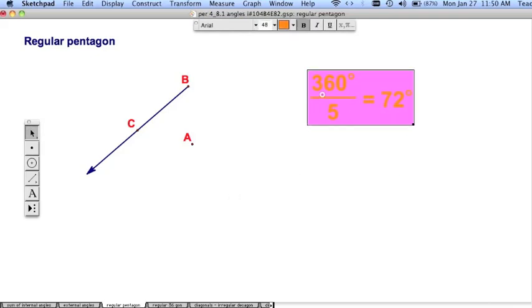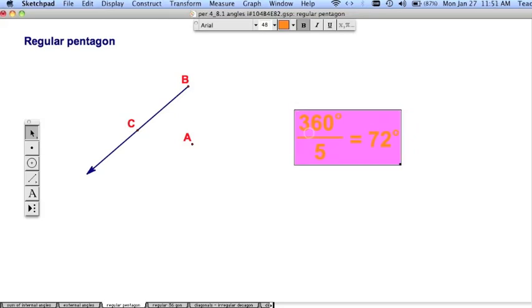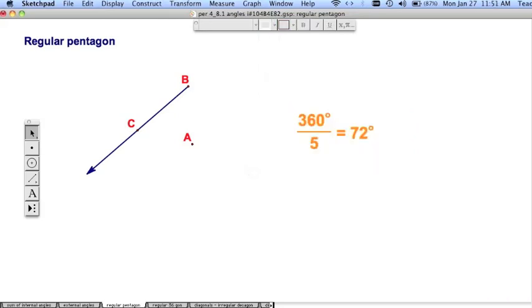Now just hang on to that thought. It's good to know that. You don't know what you're doing with it yet, but just hang on to it. Wait, is that the measurement of each exterior angle? Well, we're getting to that.